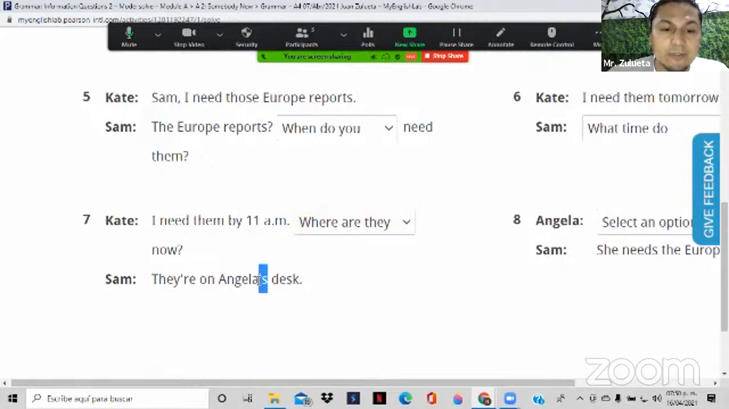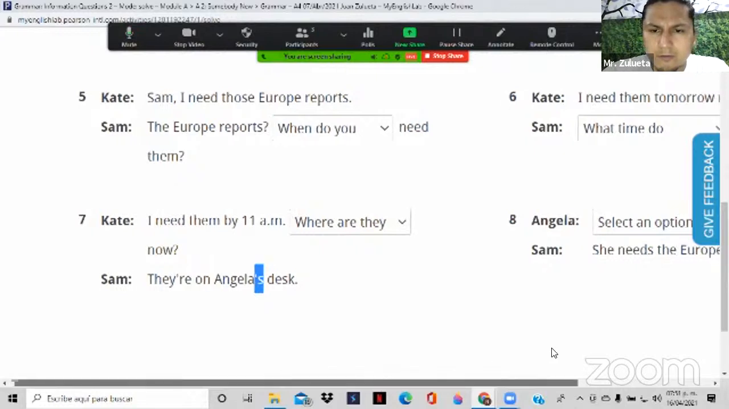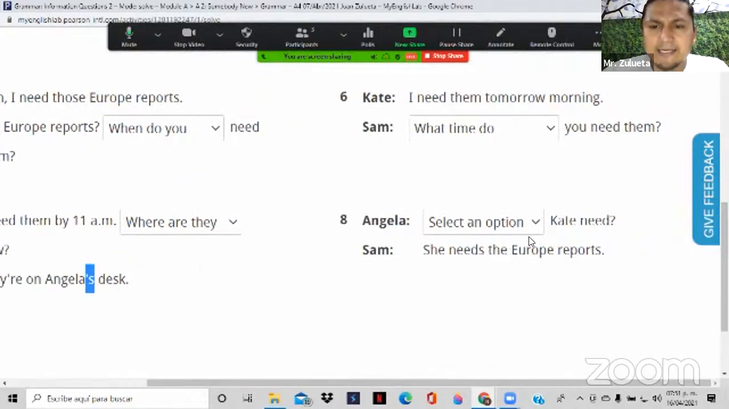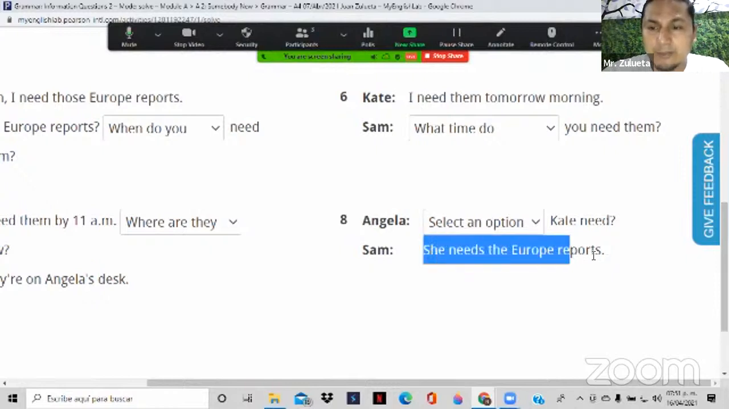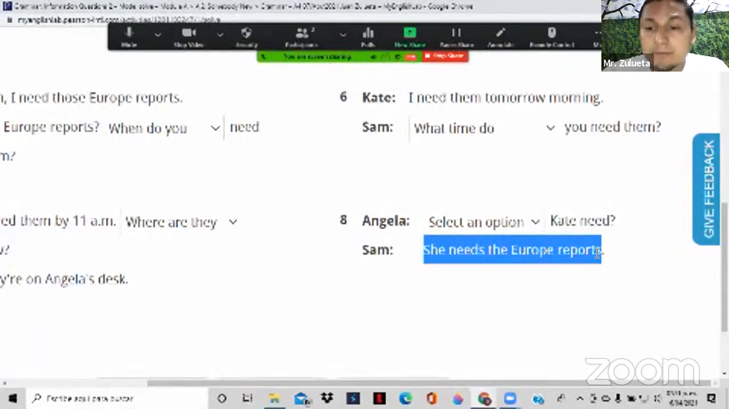Aquí no es el verbo to be, okay? Si no sería, Angela es un escritorio. Angela is a desk, okay? Y faltaría también el artículo indefinido a. Mucho cuidado con el posesivo. Number 8, ya para terminar la clase. Mayra, tenemos la respuesta. She needs the Europe reports.